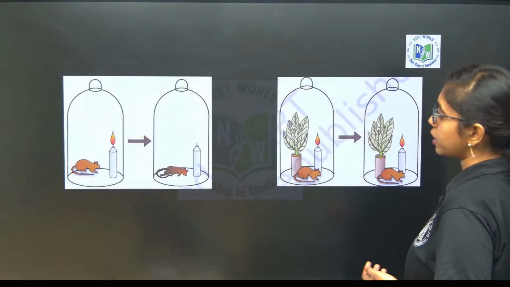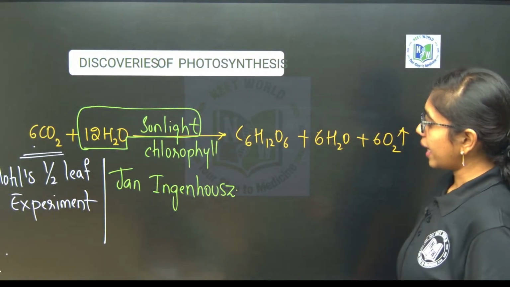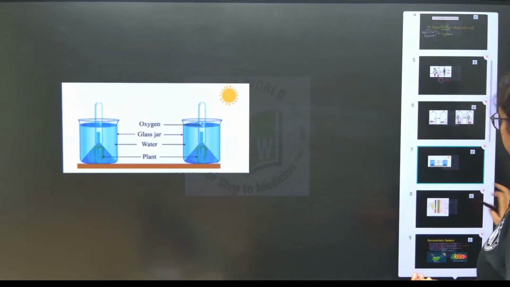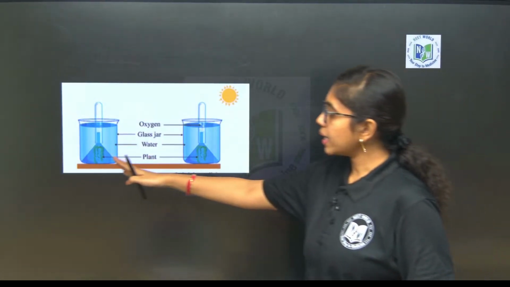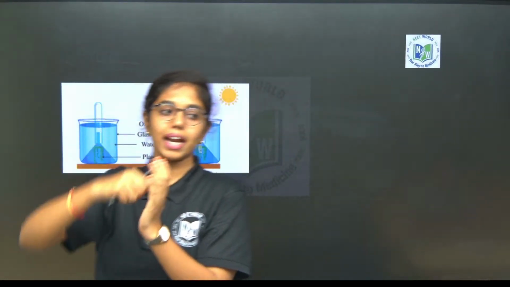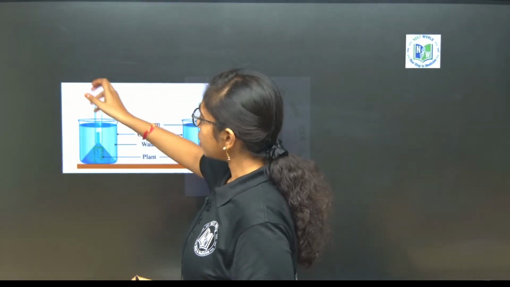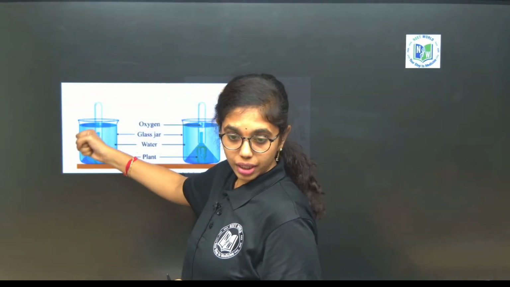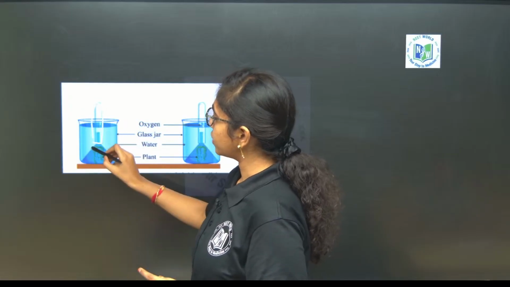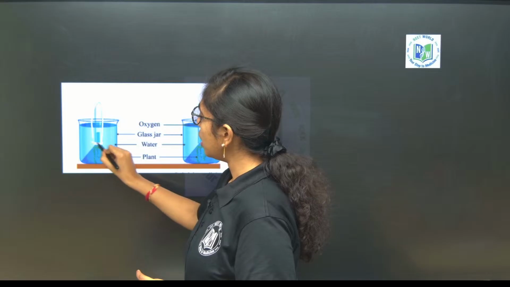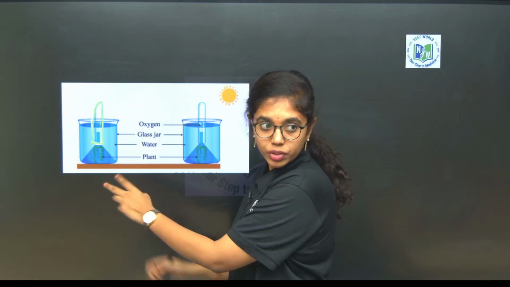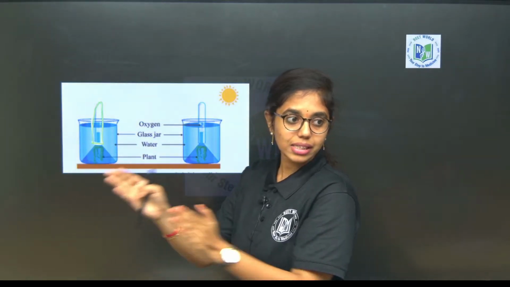Let us look at that experiment as well. Can you see this? A beaker containing water is taken, and a funnel inside which the hydrilla plant is placed. This funnel is inverted into the beaker containing water. Over this funnel, a test tube is placed like this. Two such setups are made. One is kept in sunlight, one is kept in dark.